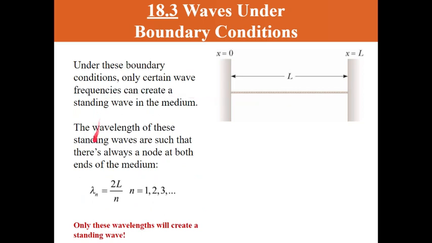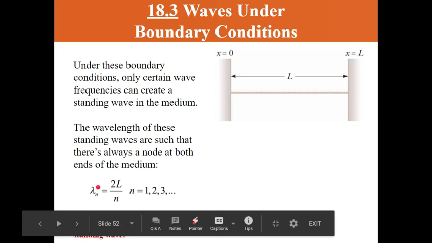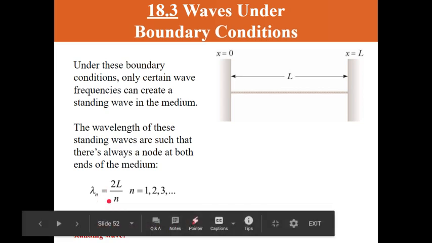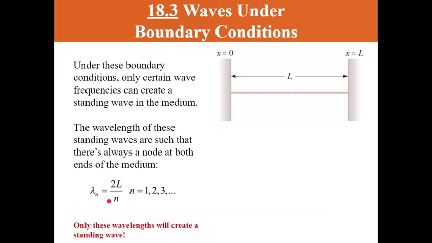So any wavelength that's equal to twice the length of the string divided by an integer, as long as the wave that's being sent through the string and getting reflected back has a wavelength like this, then it'll create a standing wave in the string. So you note that the longest wavelength possible would be twice the length of the string, and any wavelength after that is shorter and shorter.